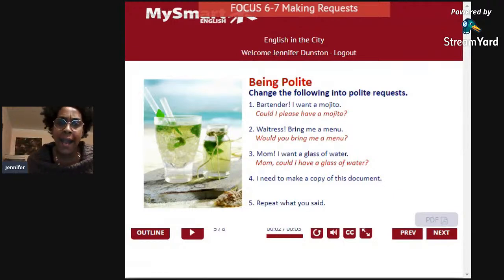Beautiful. Number 4, I need to make a copy of this document. Now you're at work and there's a line for the copy machine, but your document is important.